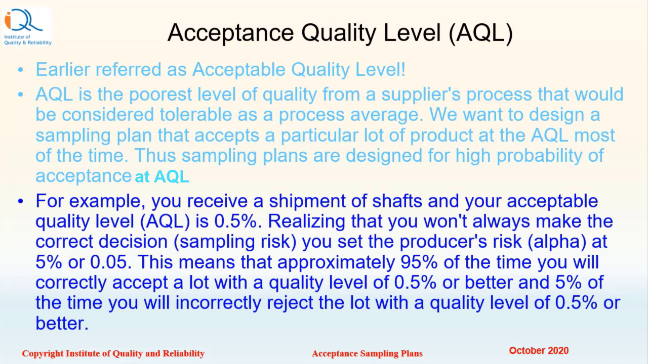For example, you receive a shipment of shafts and your acceptance quality level AQL is 0.5%. Realizing that you won't always make a correct decision, which we can call sampling risk, you set a producer's risk alpha at 5% or 0.05. This means that approximately 95% of the time you will correctly accept a lot with a quality level of 0.5% or better, and 5% of the time you will incorrectly reject a lot with a quality level of 0.5% or better.